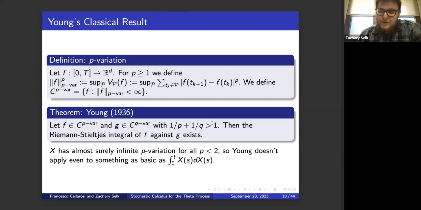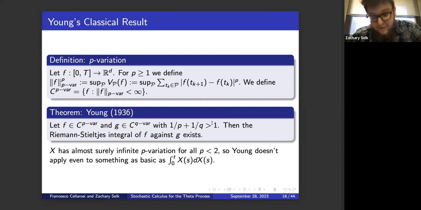And there's some results on this, a very classical result from Young in 1936, which gives an example of when this might exist. And it comes down to p variation. So if we have 2 functions, and this 1936 result is just about functions, right? We're not using any probability, any randomness here. We're just taking a function f and a function g, whose p variation and q variation satisfy this kind of Holder bound-ish, where 1 over p plus 1 over q is greater than 1. Then Young shows that the Riemann-Stieltjes integral of f against g exists.